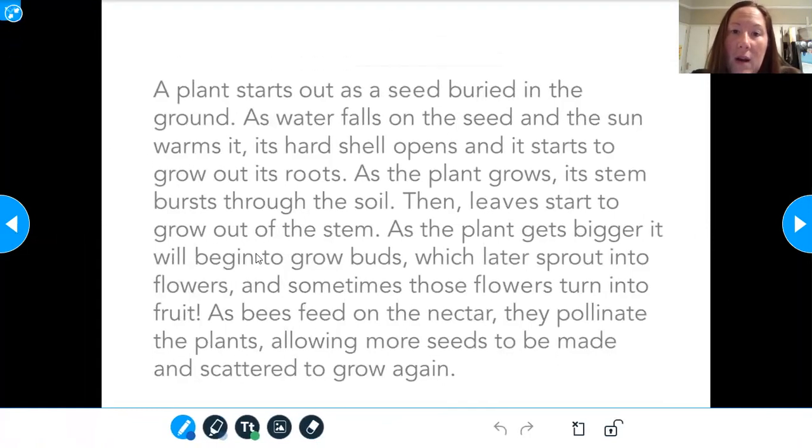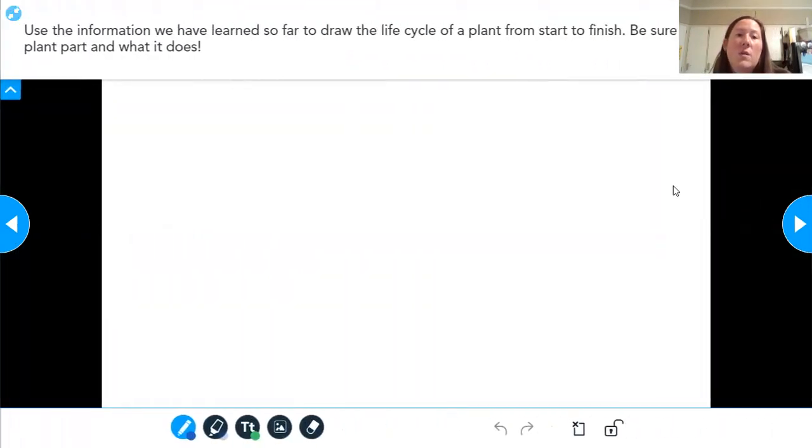So I'm going to come back here. I'm going to take a look at those parts, and I'm going to use this page. Now, mind you, when I went back, my highlighting disappeared. You know that the last slide, because that is the last slide today, I've asked you to draw the life cycle of a plant and make sure that you have the important jobs labeled in the life cycle. So your job today, friends, let me go back. You are going to use the information to draw the life cycle of a plant from start to finish and make sure that you label each plant part and what it does in each stage of the life cycle.